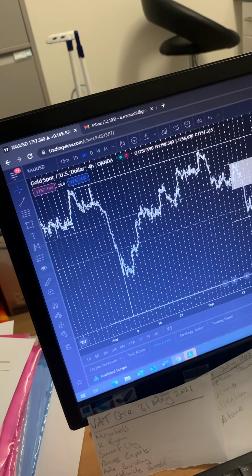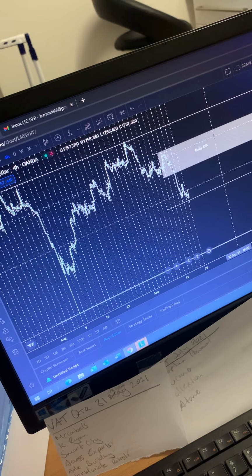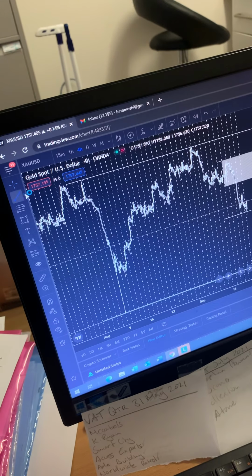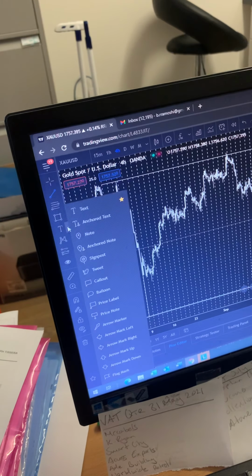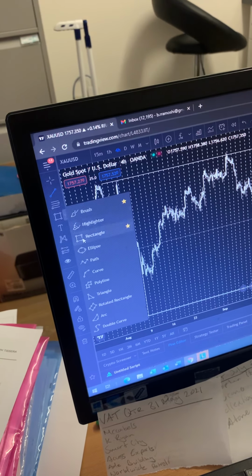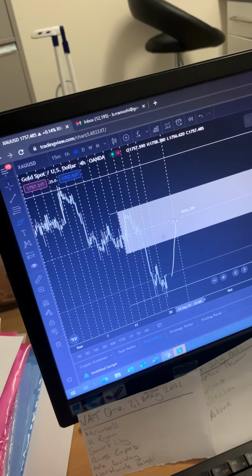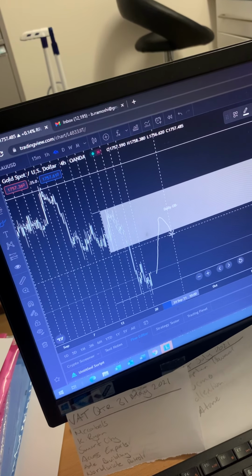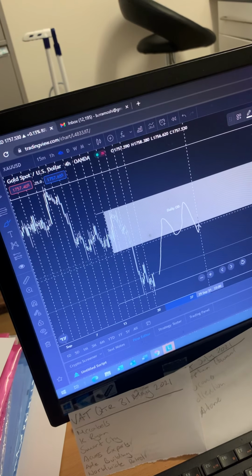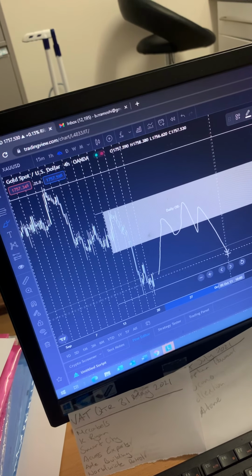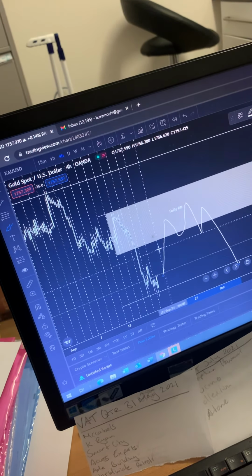I'm going to look for raids on liquidity in this area, a change in market structure, and then a return to a liquidity pool. It will look something like this. The market's going to come up, create an engineered high, a fake high, raid the high, break market structure, return to the LP, and then drop down. That's kind of what I'm looking for this week.